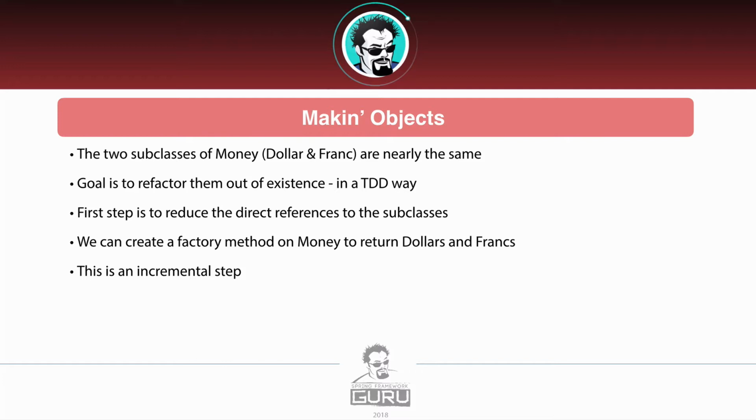And one of the first steps that we can take is to reduce the direct references to subclasses. So we're going to create a factory method on money to return dollars and francs and make that an incremental step. And we're going to do this through a test-driven approach. So I'm going to jump over to IntelliJ now and make these changes.